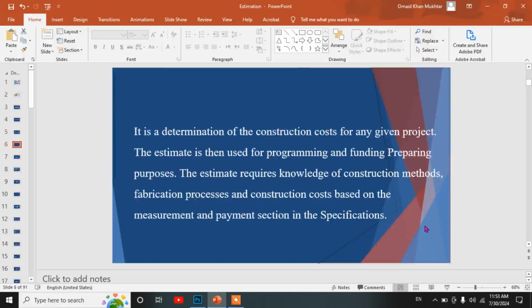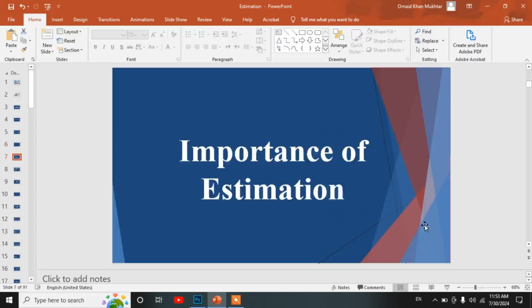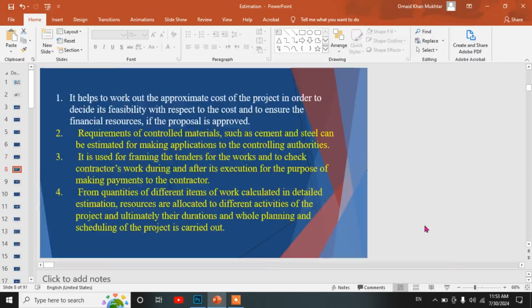What is estimation? It is a determination of the construction costs for any given project. The estimate is then used for programming and funding preparation purposes. The estimate requires knowledge of construction methods, fabrication processes, and construction costs based on the measurement and payment section in the specifications. Importance of estimation.